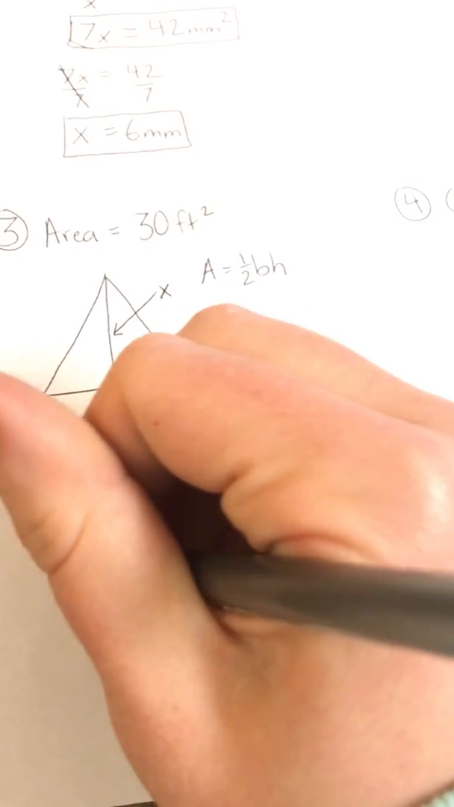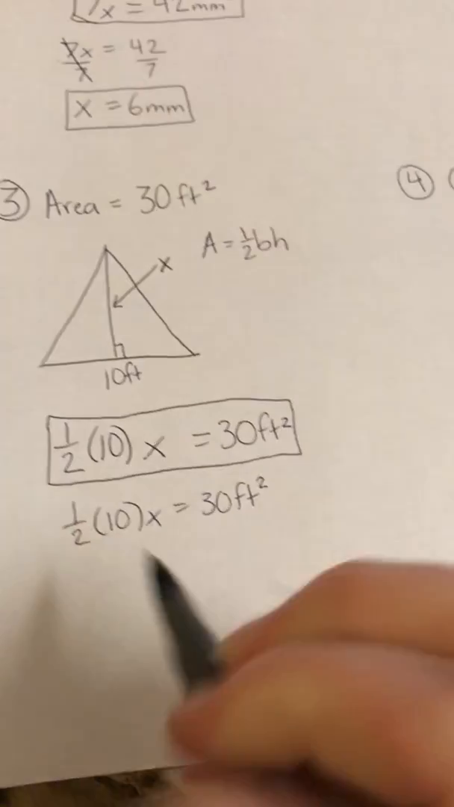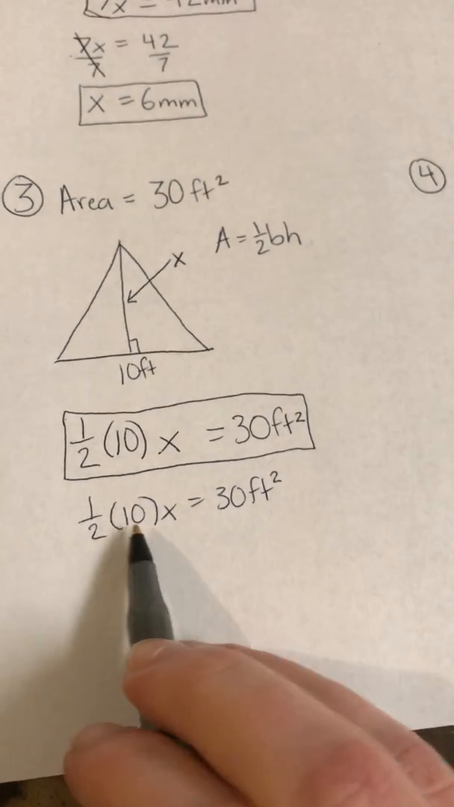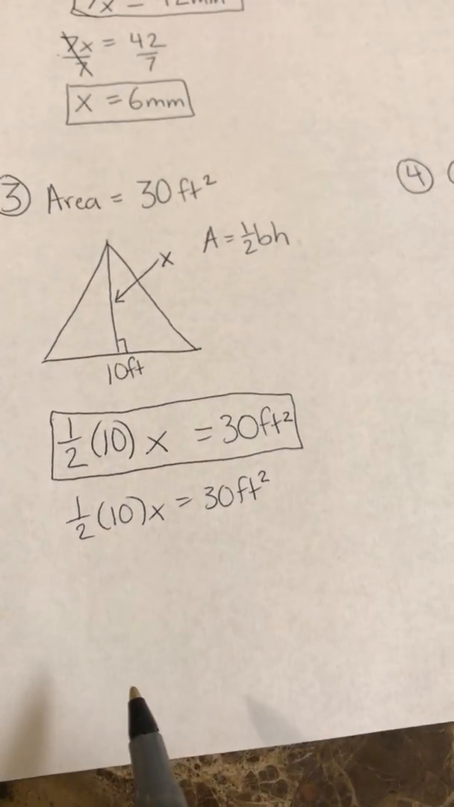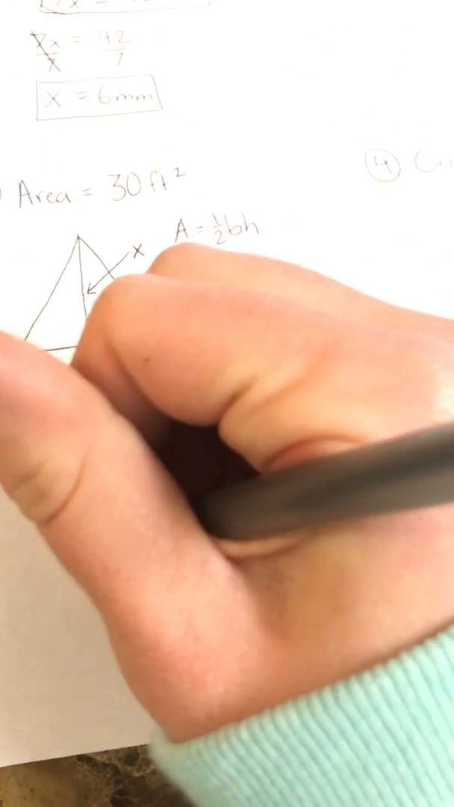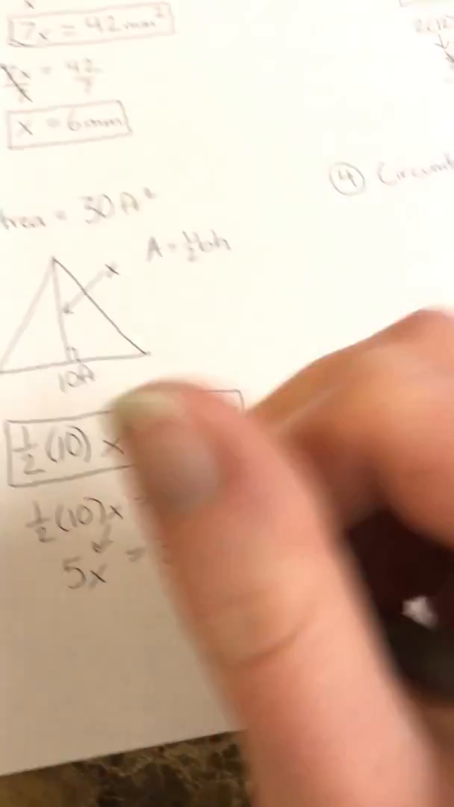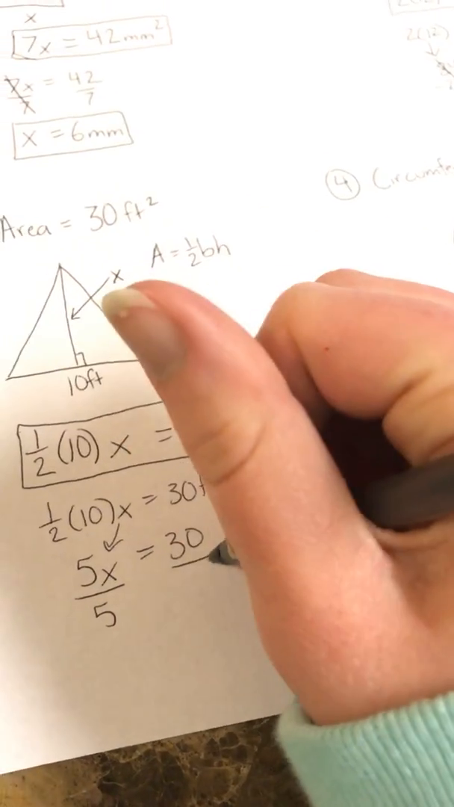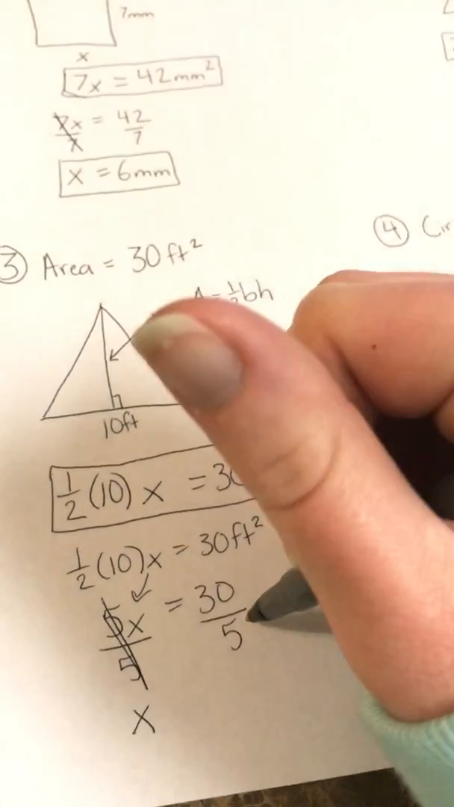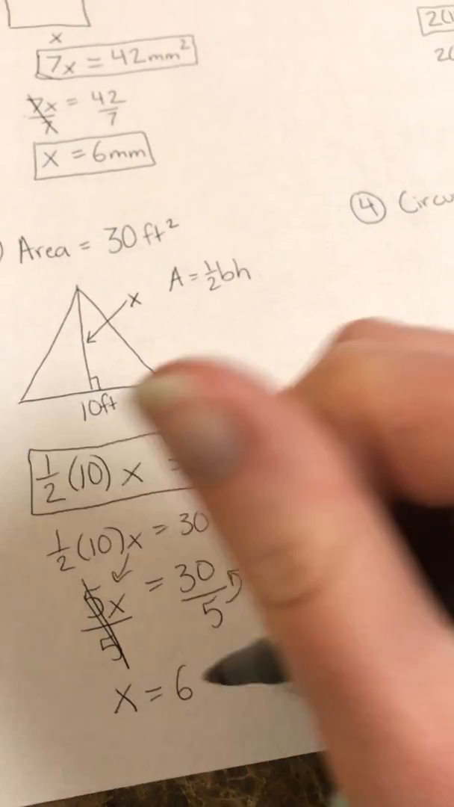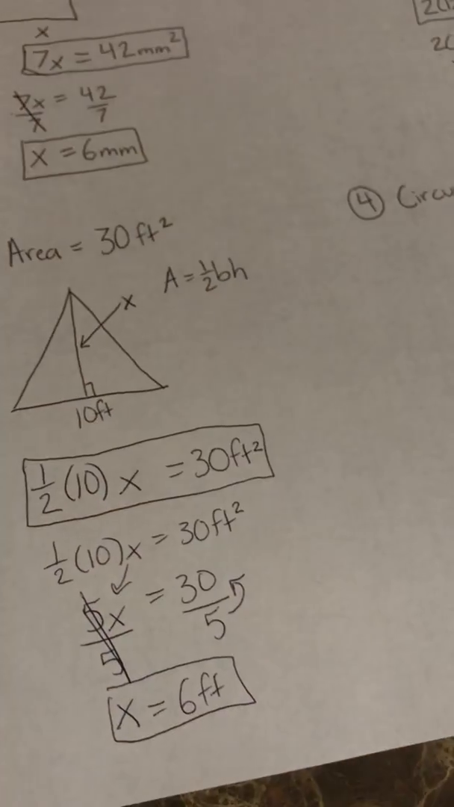So I'm just going to rewrite it for us real quick. What's half of 10? We can either say what's half of 10 or what's 0.5 times 10. It's going to be 5. Bring down your x equals 30. Now you have to get the x by itself. To get the x by itself, we're just going to divide by 5. We've done this before. Bring down your x. 5 will go into 30 6 times. All right, and feet is your unit, so make sure you write that. That is your answer.